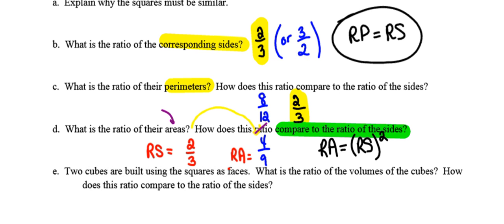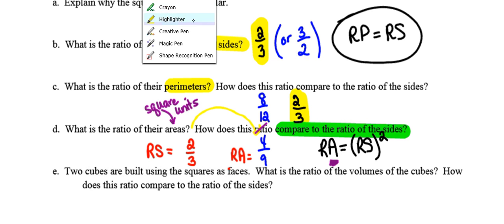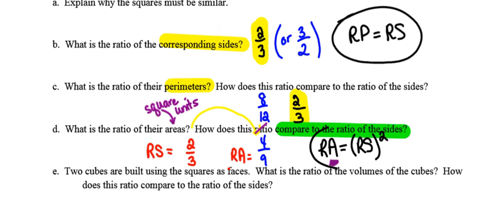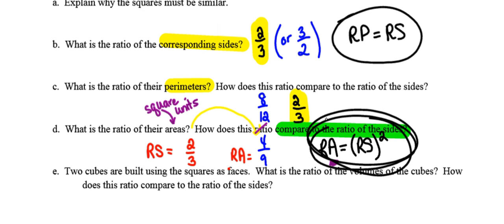Well, remember that area is always measured in square units. And that's my little trick for remembering. Since area is always measured in square units, in order to find the ratio between their areas, I'm going to take the ratio between any two corresponding sides and square it. That too is a really big key idea for this lesson. That's something you need to know.